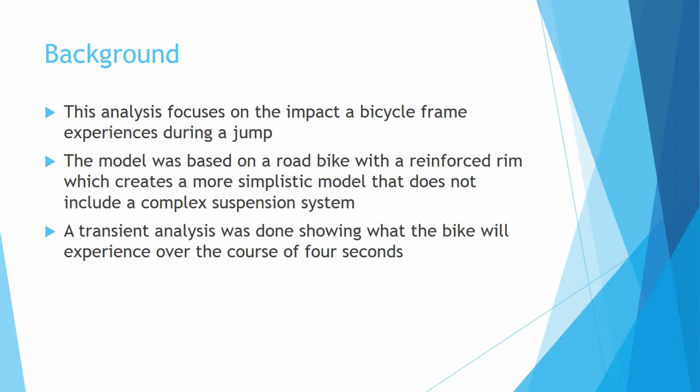This analysis, as we mentioned before, focuses on the stresses and deformations a bike frame might experience if it goes off of a jump. The model is based on a basic road bike with a reinforced rim. This makes it a more simplistic model because these rims cause the frame to basically have fixed conditions on both ends, because there's no real complex suspension system that needed to be modeled. Transient analysis was done to show what the bike will experience over the course of 4 seconds as it first hits the ground after a jump.